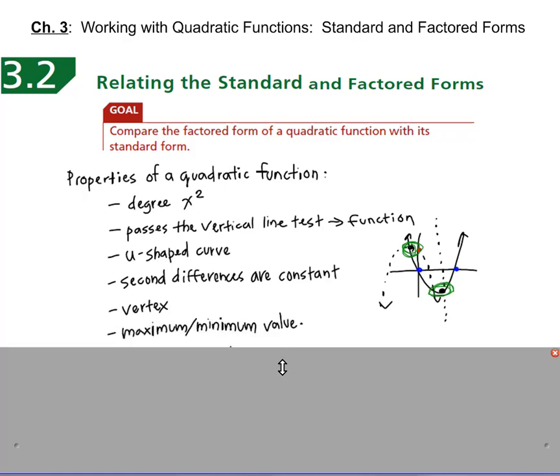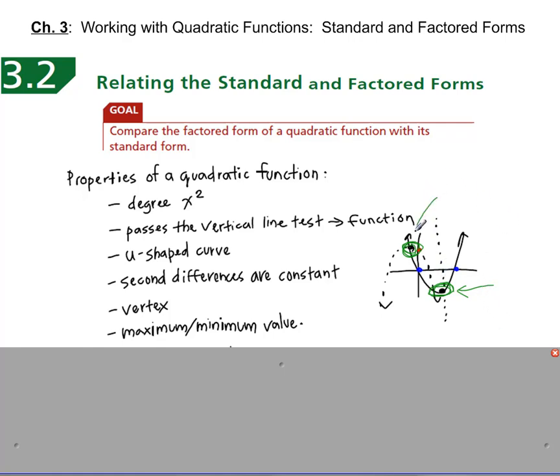The terms minimum and maximum value, some of you will know what this means, some of you may not. A minimum or maximum value refers to the y value of our vertex. So let's say we're looking at the quadratic that's facing up, this one right here. The y coordinate of our vertex here would be our minimum value, meaning that's as low as you can go in the y coordinates. That's the lowest one you can have.